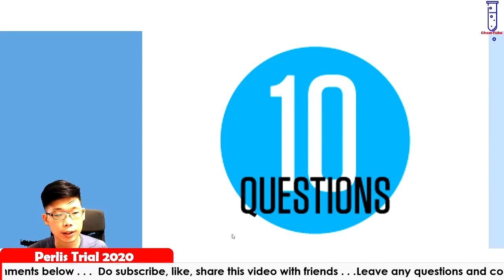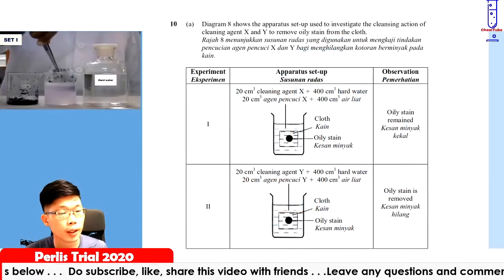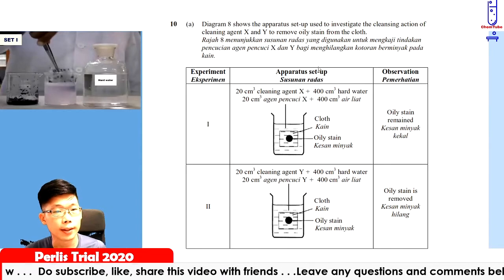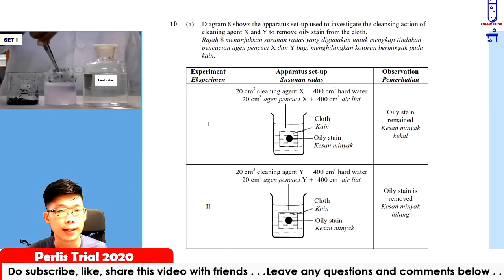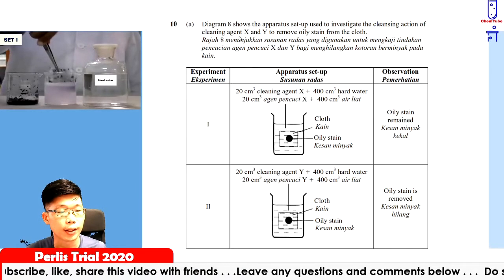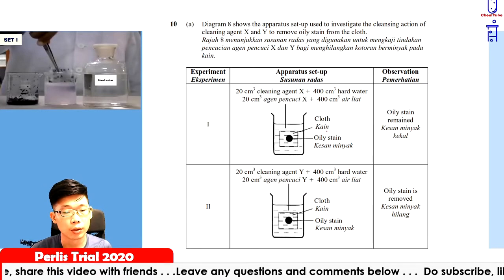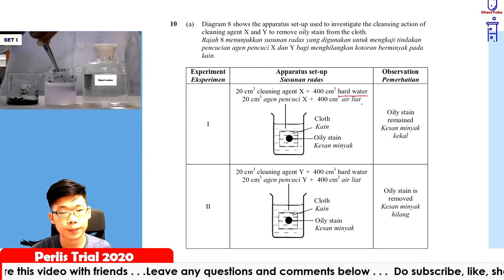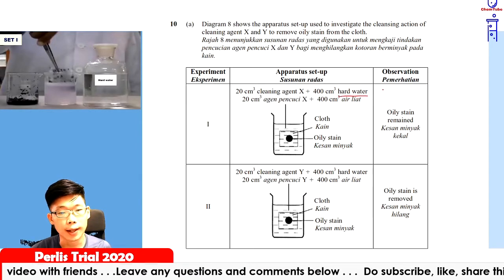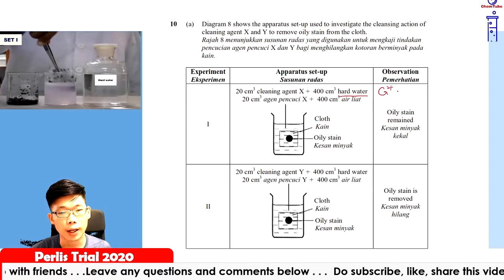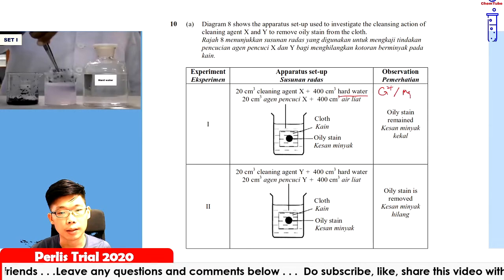Last question, question number 10. Diagram 8 shows the apparatus setup used to investigate the cleansing action of cleaning agent X and Y to remove the oily stain from the cloth. So in the hot water, it contains calcium ions and magnesium ions.